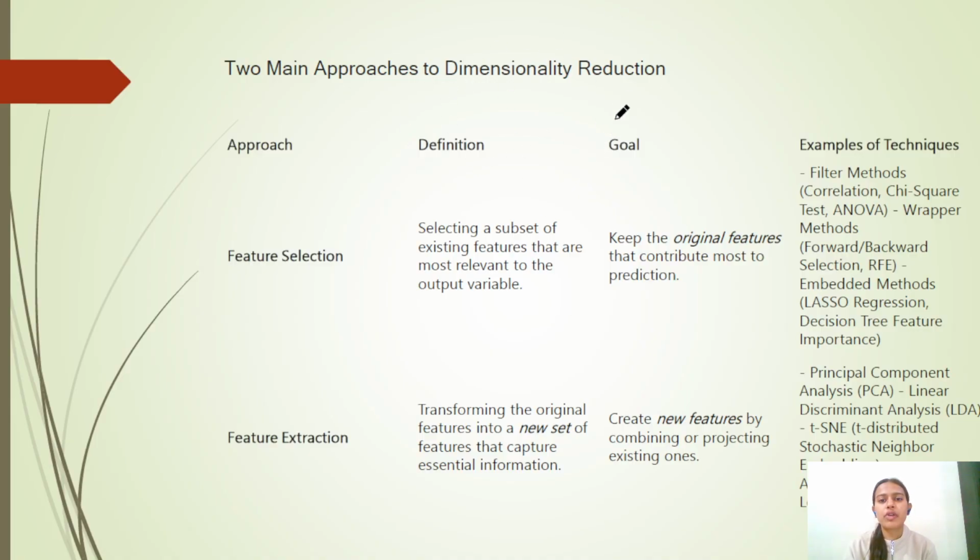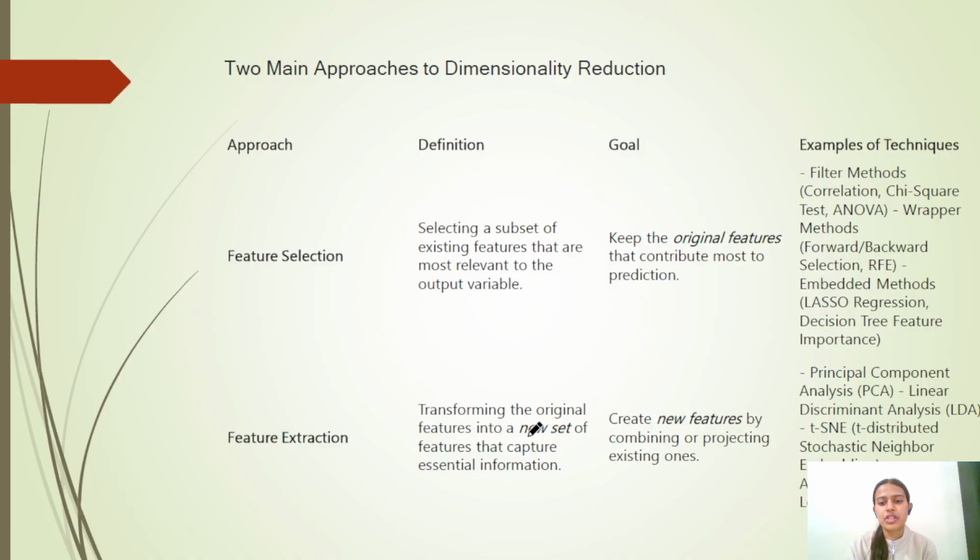The two main approaches of dimensionality reduction are feature selection and feature extraction. What is feature selection? Selecting a subset of existing features that are most relevant to the output variable. The goal is to keep the original features that contribute most to prediction. Examples of techniques are filter methods, wrapper methods, and embedded methods.